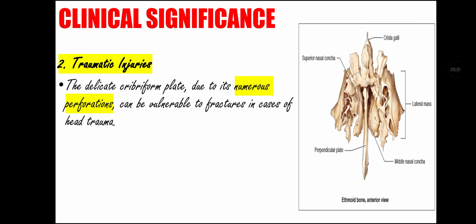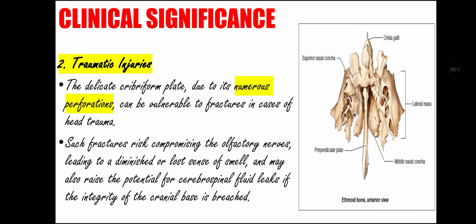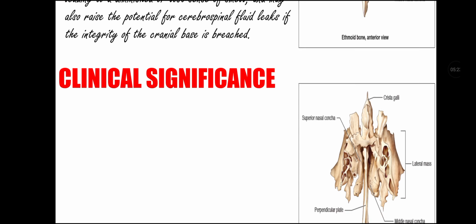Next, we talk about clinical significance. There are traumatic injuries, where the delicate cribriform plate, due to its numerous perforations, can be vulnerable to fracture in case of head trauma. Such fracture risks compromising the olfactory nerve, leading to a diminished or lost sense of smell, and may also raise the potential for CSF leakage if the integrity of the cranial base is breached.